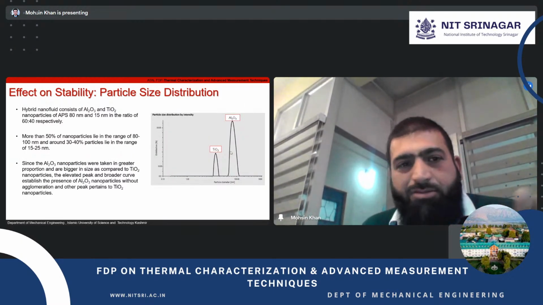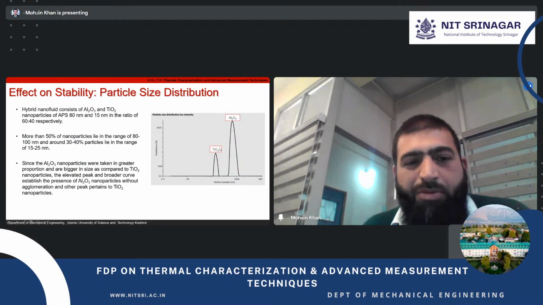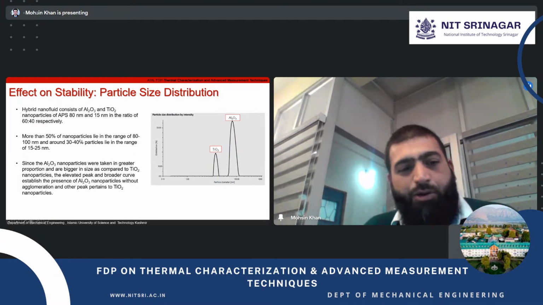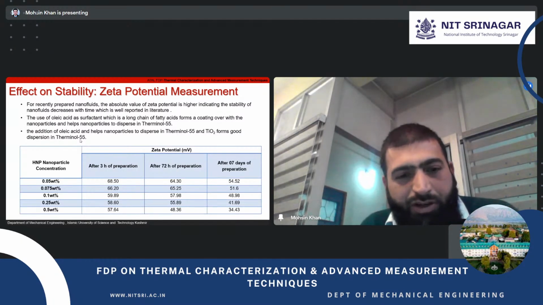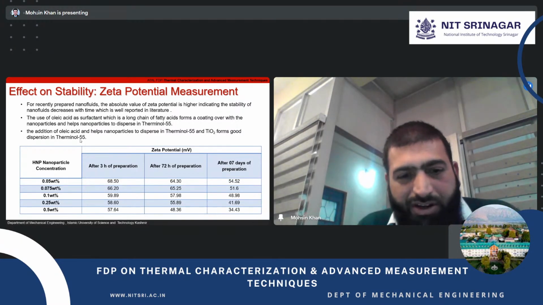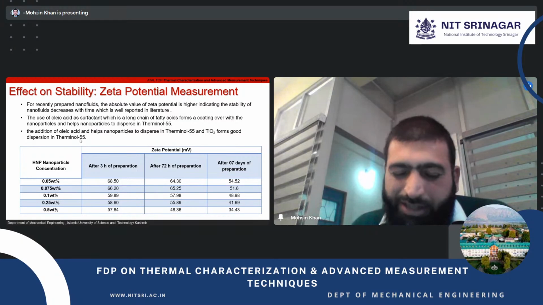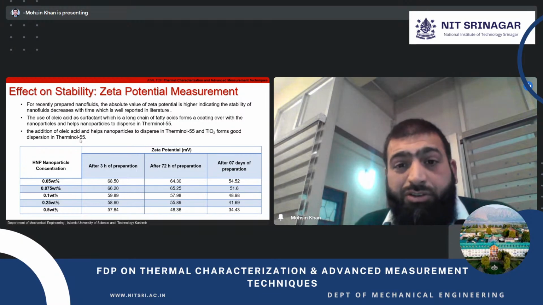Then we also did the particle size distribution study, wherein we found that our average particle size was around 80 nanometer for Al2O3, and around 20 nanometer for TiO2 nanoparticles. We also studied the zeta potential measurement. We found that as we increase the particle concentration, the zeta potential decreased. So what does it indicate? With the increase in the concentration of the nanoparticles, the solutions tend to be less stable.